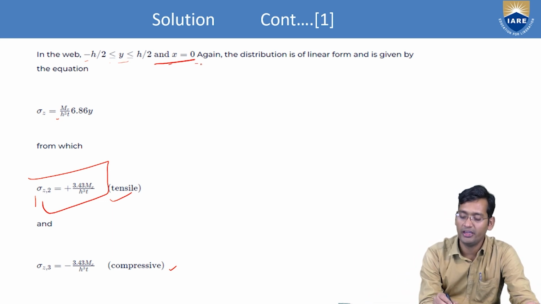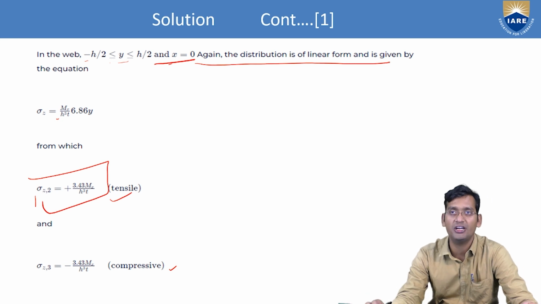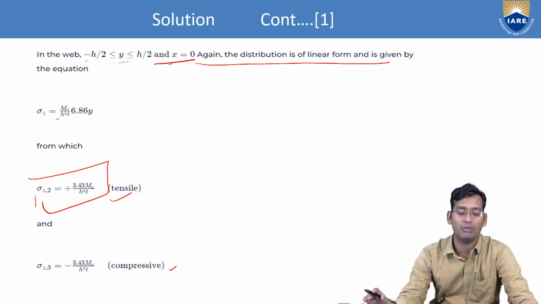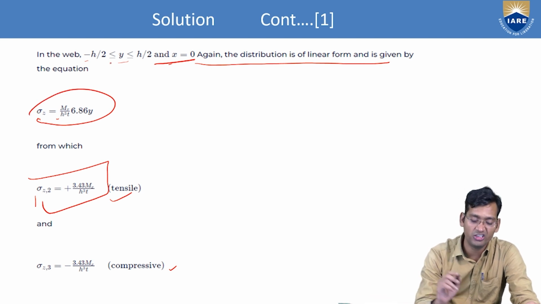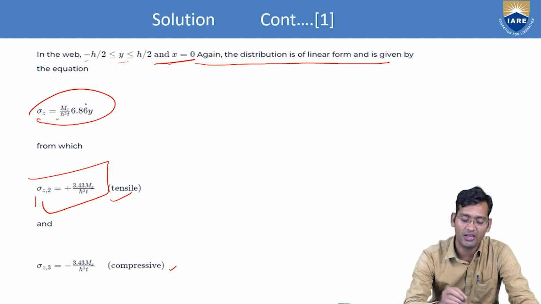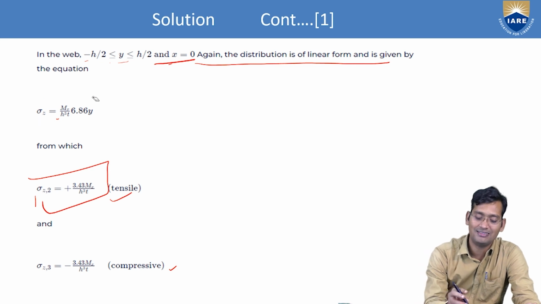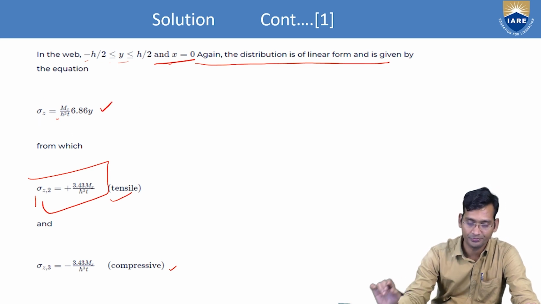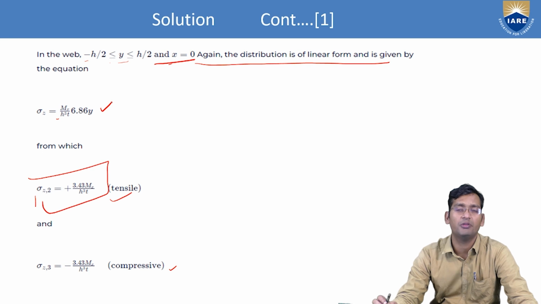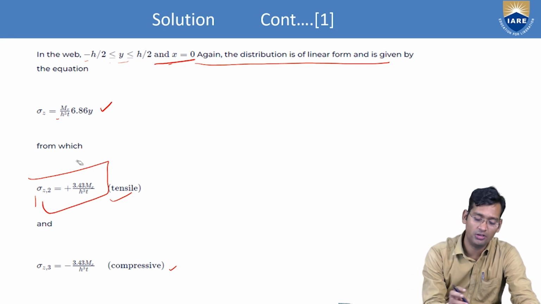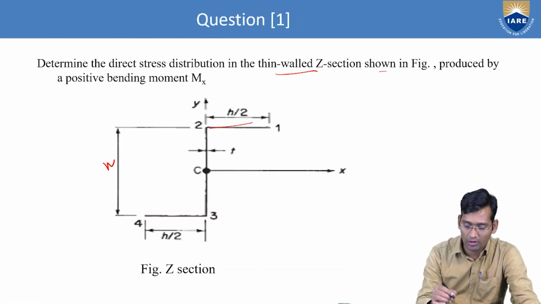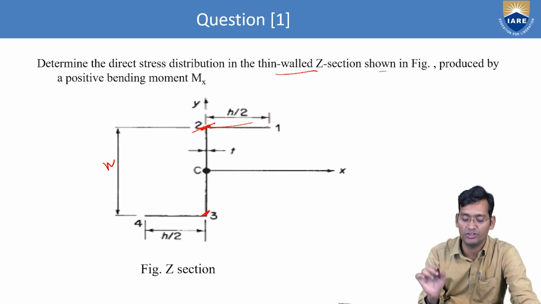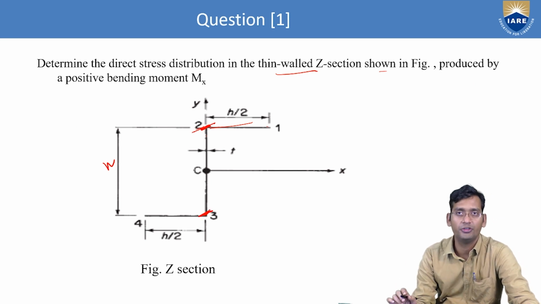Again the distribution is linear, and it's given by the equation what? Just substitute the value of y as h by 2, and sigma z will be equals to what? Mx by htq into 6.86y. So now we have the value of sigma. Now next is what? Again we have to find for the web, just see the figure, web is from 2 to 3. This is what we have to find, sigma z2, sigma z3, right?